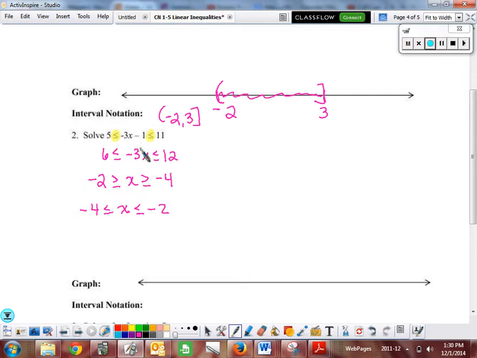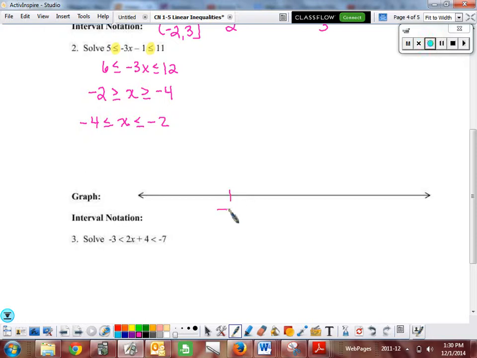Okay, so if we've done this correctly, and it started out with something that made sense, it should end up with something that makes sense. So my solution set, -4, -2, I'm shading in between with closed brackets.